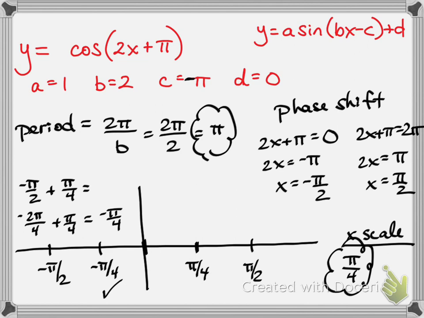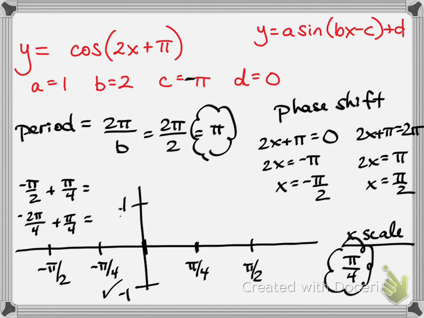And then the negative pi over 4 plus pi over 4 puts us at 0. 0 plus pi over 4 puts us at pi over 4. And pi over 4 plus pi over 4 puts us at pi over 2. Or you can just put your endpoints on and find the halfway between them and then those other halves. All right, we still have an amplitude of 1.